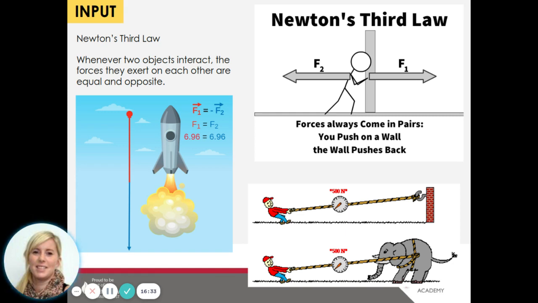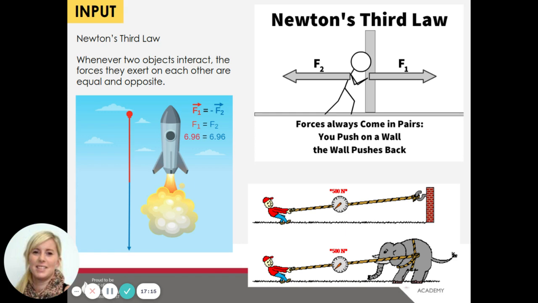equal and opposite. So in the picture of the rocket, the thrust from the engine is equal to the air resistance that you experience that would slow the rocket down. So the forces are equal and opposite, acting in opposite directions, but equal in magnitude. When the person is pushing on the wall, the wall is pushing back. Now you think to yourself, well, a wall can't push back, but it does have a reaction force. If they weren't equal and opposite, then the person would go through the wall in sort of a Hulk style. So you push on a wall, the wall pushes back.